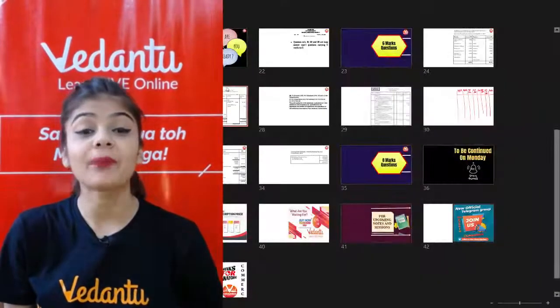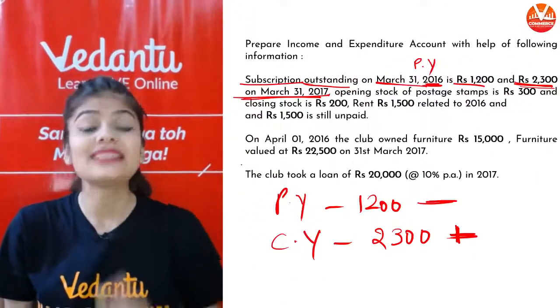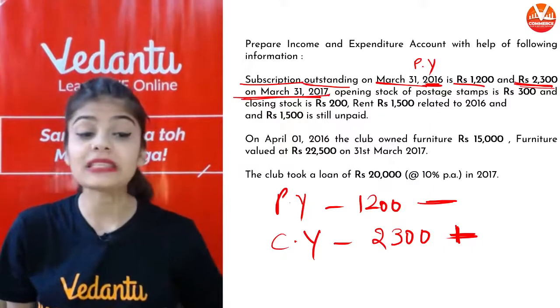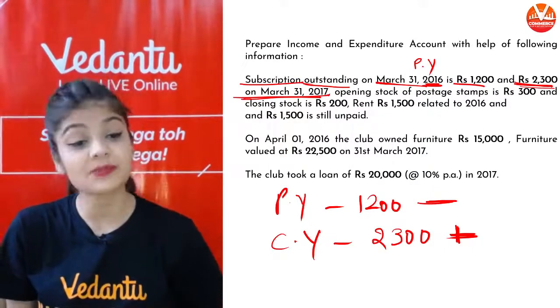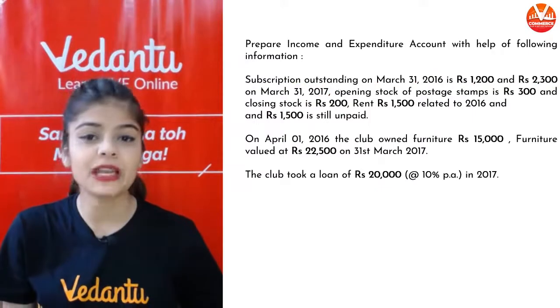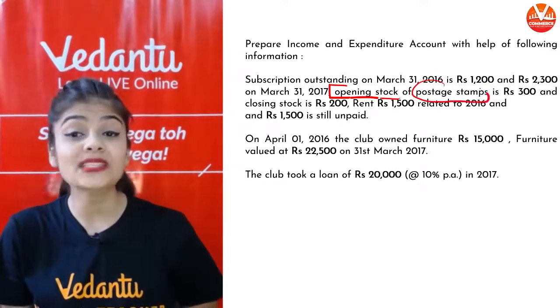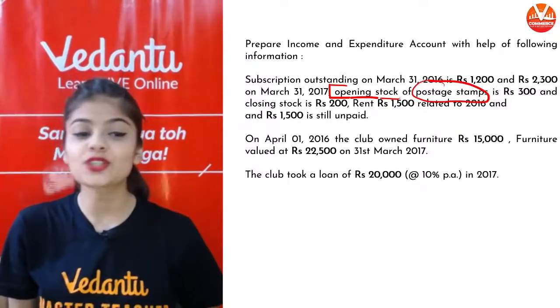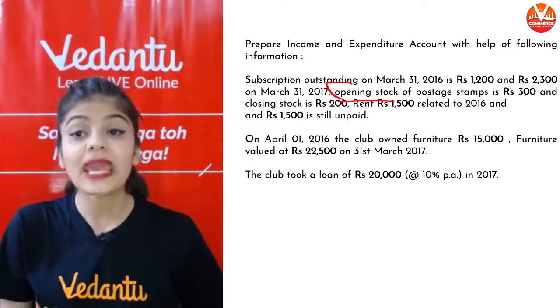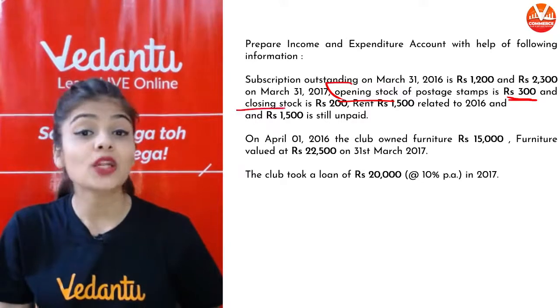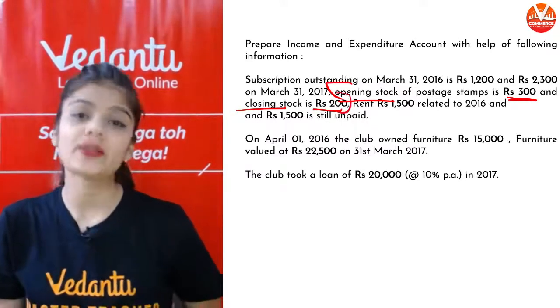We have made the adjustment for subscription. Now after subscription, it is said that opening stock of postage is 300 and closing stock is 200.